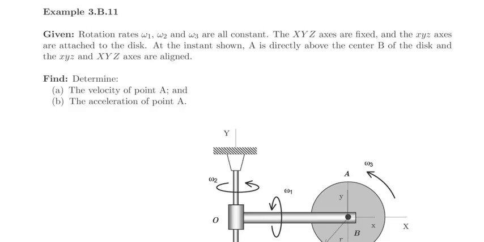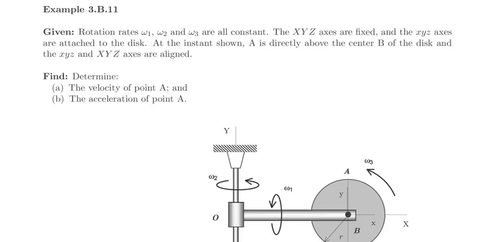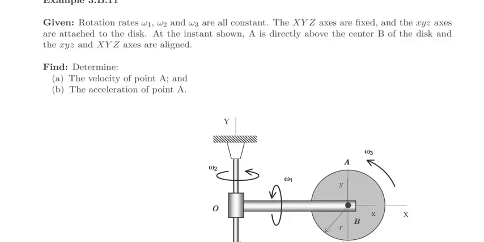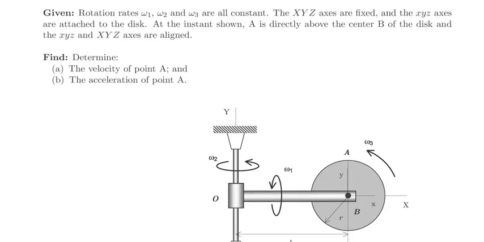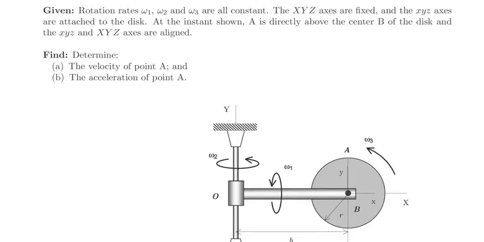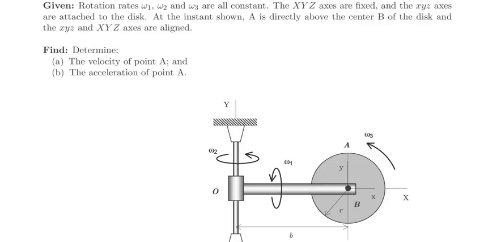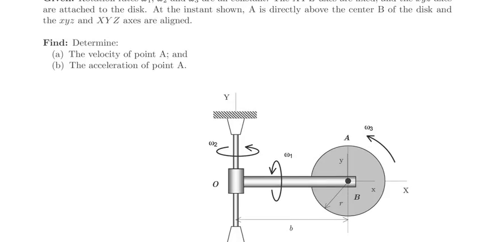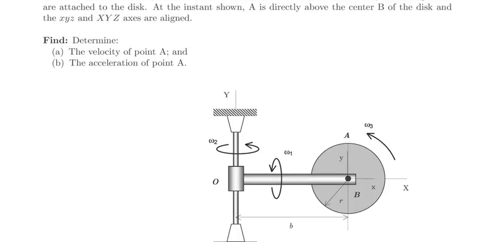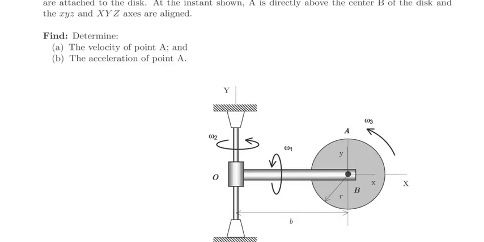Okay, so in this problem we have a little mechanism here, and it has three different rotation rates embedded in it, and we're told that all of those rotation rates, omega 1, omega 2, and omega 3 are constant. We're additionally told that the capital XYZ axes are fixed, and that the little xyz axes are attached to the disk. And at the instance shown, A is directly above the center B of the disk, and the little xyz and capital XYZ axes are aligned.